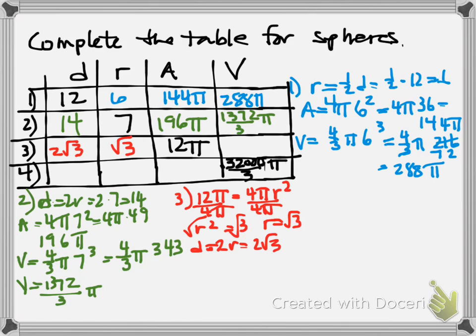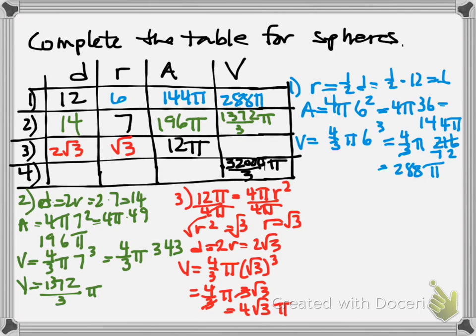And then last would be volume. So volume is 4/3 pi radius cubed. So radical 3 times radical 3 times radical 3. What do I get with that? I get 3 radical 3. The 3's cancel, and I'm left with 4 radical 3 pi.